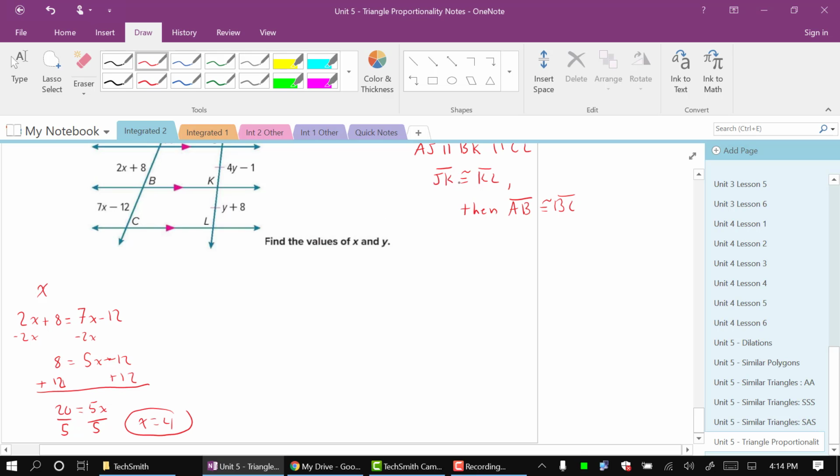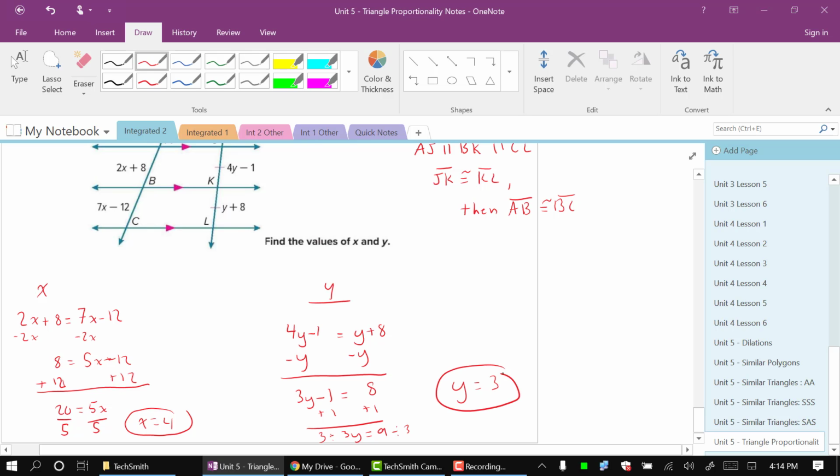Finding y, we know that JK is congruent to KL, so that means 4y minus 1, which is the length of JK, is going to equal the length of KL, which is y plus 8. Subtract y. That gives me 3y minus 1 equals 8. Add 1, and I get 3y equals 9. Divide by 3, I get y equals 3.